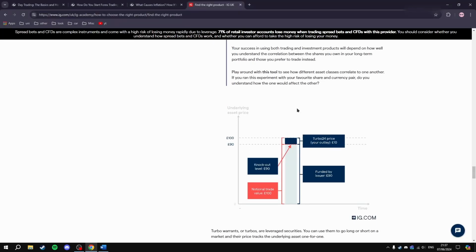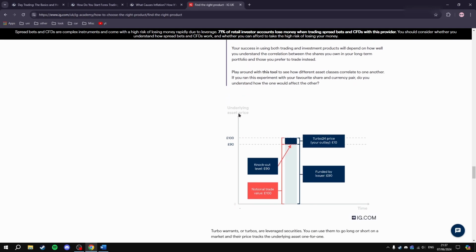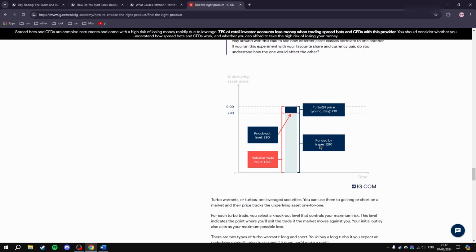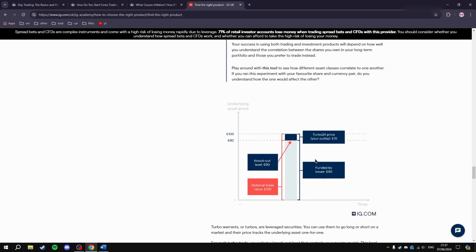So turbo warrants. Underlying asset price, time. Notional trade value £100. Knockout level £90. Turbo 24 price, your outlay £10. Funded by issuer £90. Turbo warrants or turbos are leveraged securities.